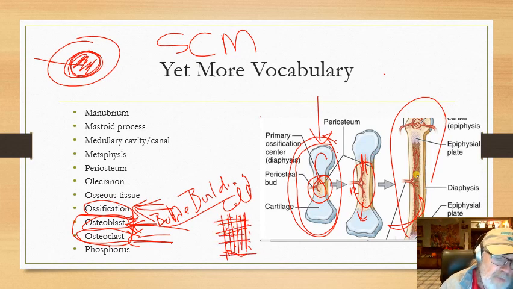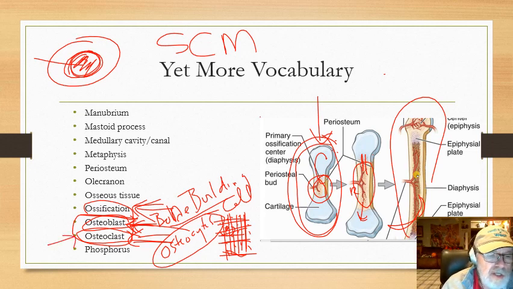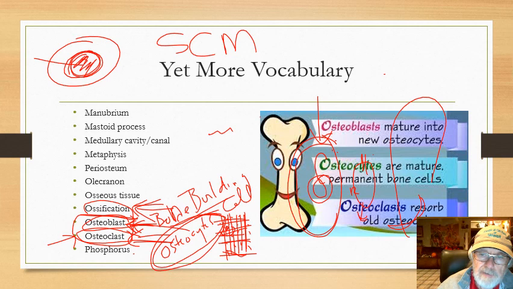And then following that, they sort of paint themselves into a corner where they can't do anything else, because they start to lay down this matrix and they get in the center of these little gaps. They become sort of imprisoned inside the bone, and they become what are called osteocytes, which are the normal everyday working cells of a bone. So osteoblasts are bone building cells, osteoclasts are bone breaking down or destroying cells, and osteocytes are the normal everyday working cells. Phosphorus. Phosphorus is basically what's combined with a lot of the calcium to provide that crystal nature inside the bone, and that's just phosphorus, okay? So this is just the thing about osteoblasts, osteoclasts, and osteocytes.